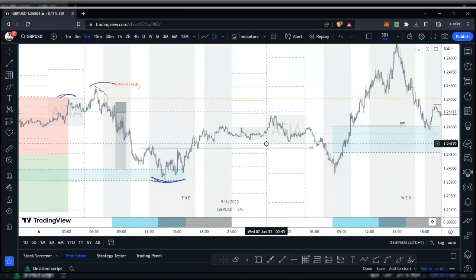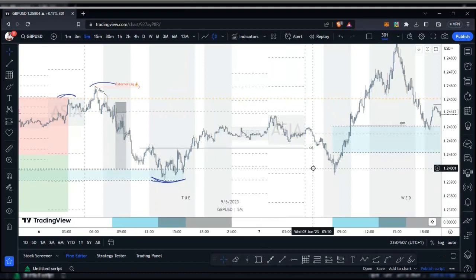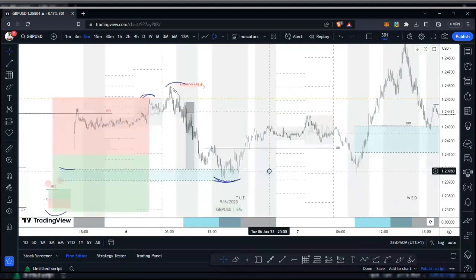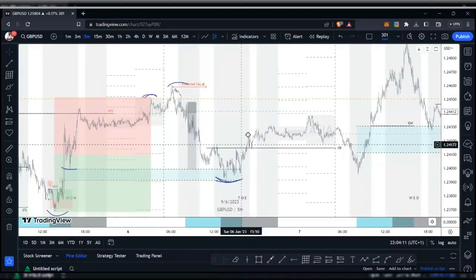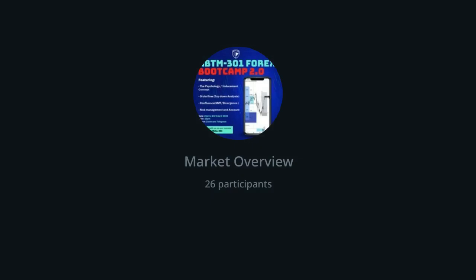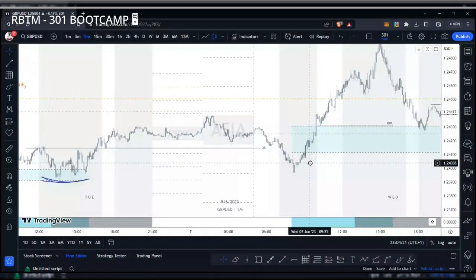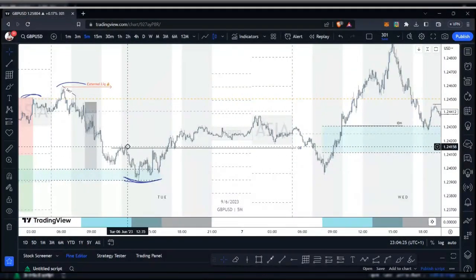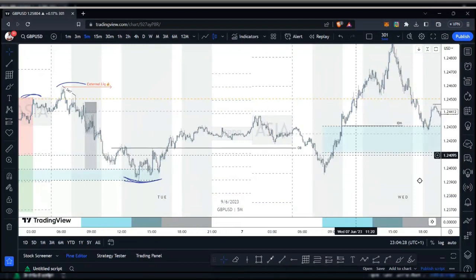All right, so we can continue. So the answer to the question is what? The reason why we are not going to be considering this play is because this external liquidity has not been raided. Now, we're somewhere in here, a potential area for reaccumulation. Price came back into that place.